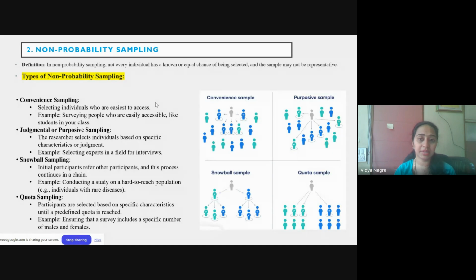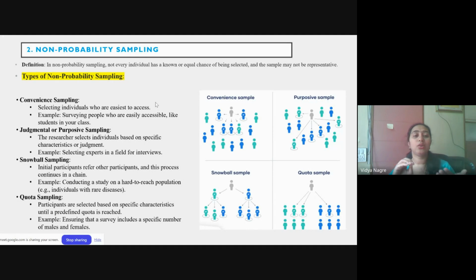Now let us understand some types of non-probability sampling. Convenience sampling. Convenience sampling means you choose your convenience first, selecting individuals who are easiest for you to access. For example, you are studying people who are easily accessible, like students in your class. Let's say you have to study the reading habits of students these days, the Gen Z, and you are an undergraduate teacher. Which will be the easiest sample for you to access? Your own class.